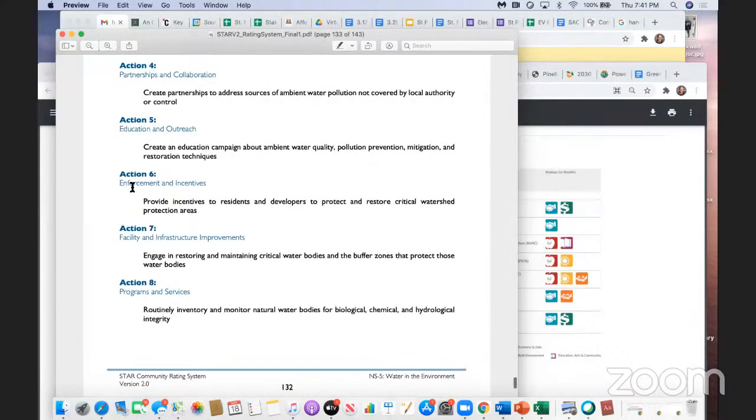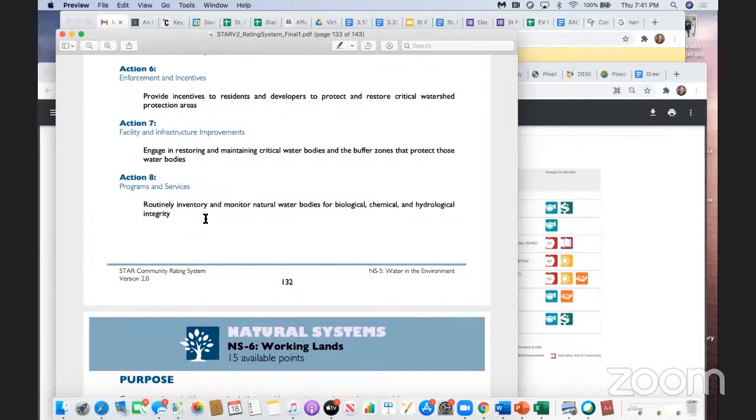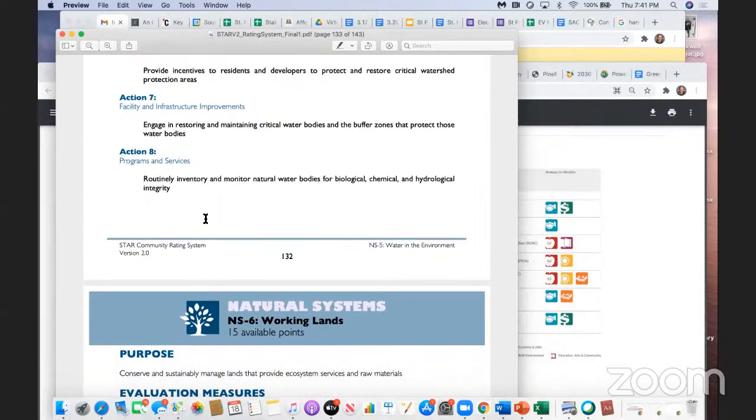Item number 6 is provide incentives to residents and developers to protect and restore critical watershed protection areas. So maybe that's something we would want to keep in. Number 7 is engage in restoring and maintaining critical water bodies and the buffer zones that protect those water bodies, which I think works with what we're doing with creating the buffers along the waterways. And then 8 is routinely inventory and monitor natural water bodies for biological, chemical, and hydrological integrity.